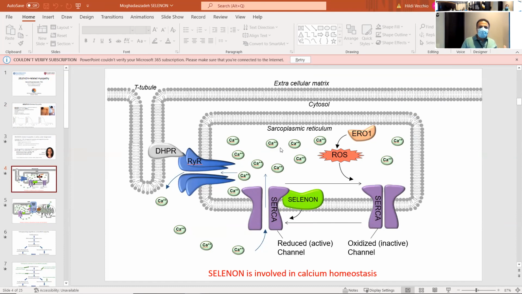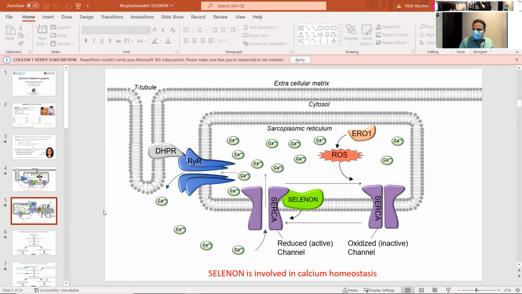And when the muscle is activated for contraction, the calcium is released through this RyR channel. And then when the muscle needs to be relaxed again, the calcium is pumped back constantly by the SERCA channel in there. The problem is that when there's too much oxidation in the cell, the SERCA channel is less active. And that can cause some issues with muscle contraction or relaxation, but that's the hypothesis. SELENON's job is to reduce SERCA from the oxidized form back to the reduced form to make it more active. So that's one aspect of the disease, the calcium homeostasis.